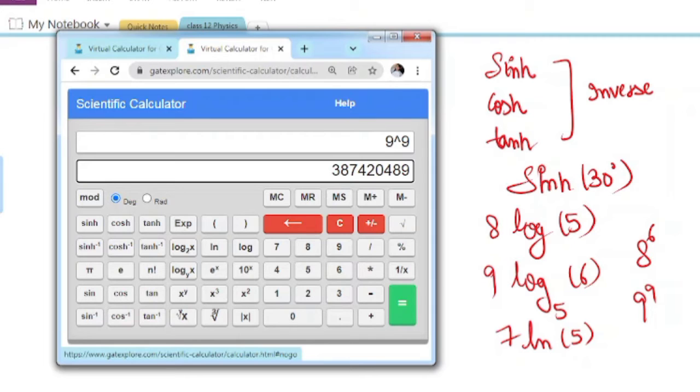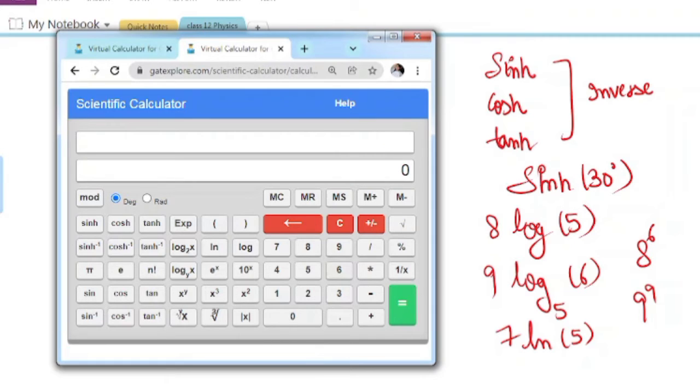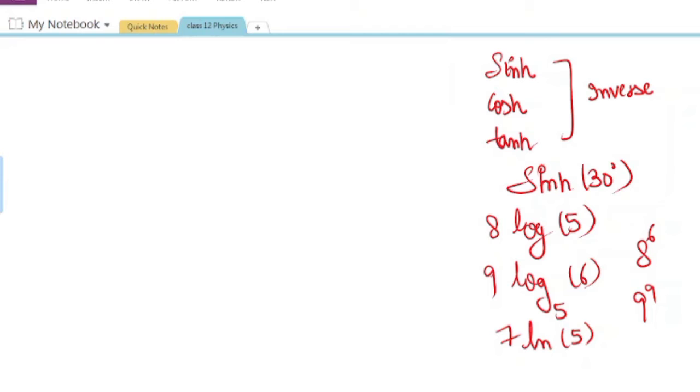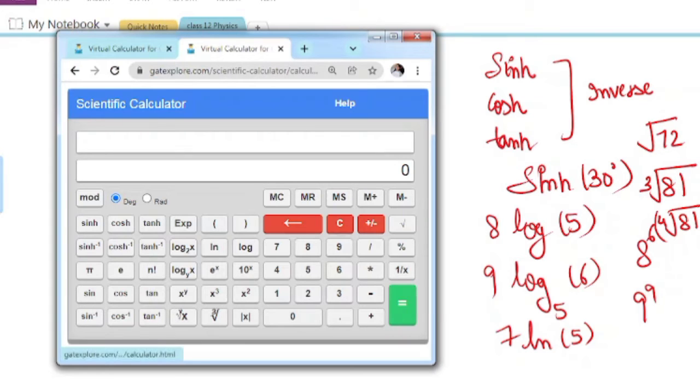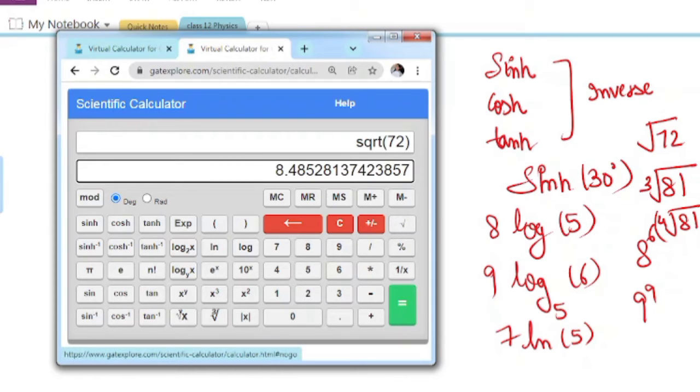Okay, but what happens if you want to find out the square root? Just like this function, root 72. If you want to find out this, or you can find out 81 cube root, or 81 power 1 by 4 or 1 by 10, 9, 7, something like this. So how can you do this? Just open your calculator, clear everything. If you want to find out the square root, just put that number and this square root term. You get the square root.